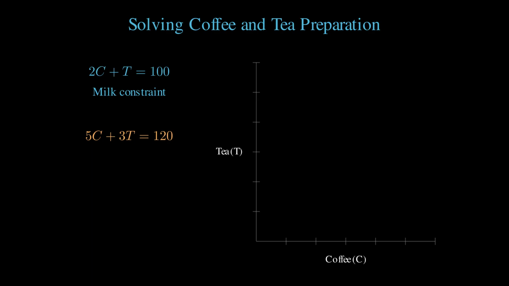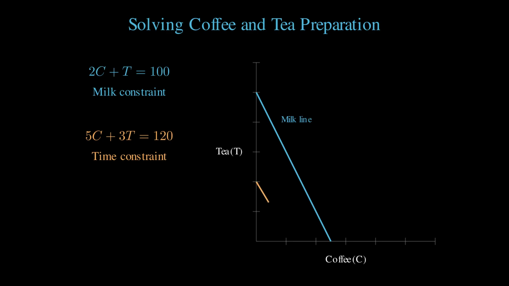This is our milk constraint. Next, time is precious. Preparing coffee and tea takes different amounts of time, leading to our second equation, 5 minutes for coffee, 3 for tea, with a total prep time of 120 minutes. This is our time constraint.